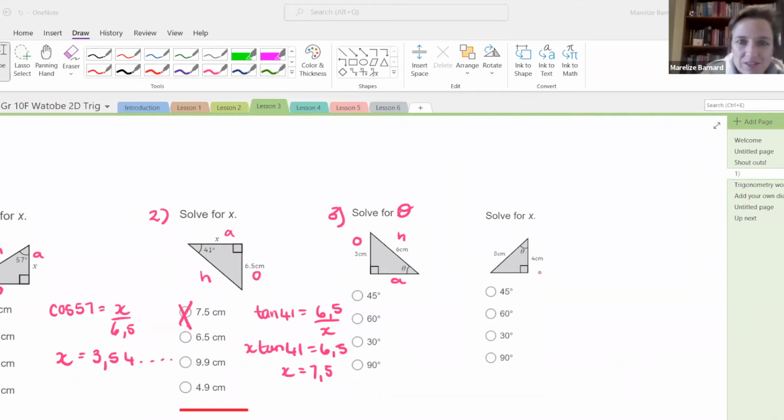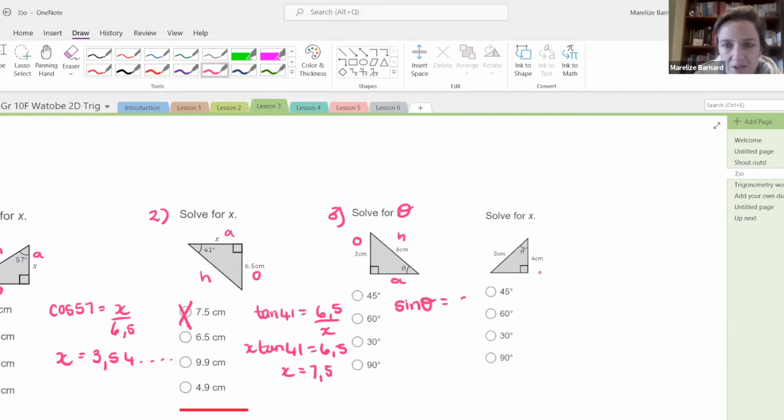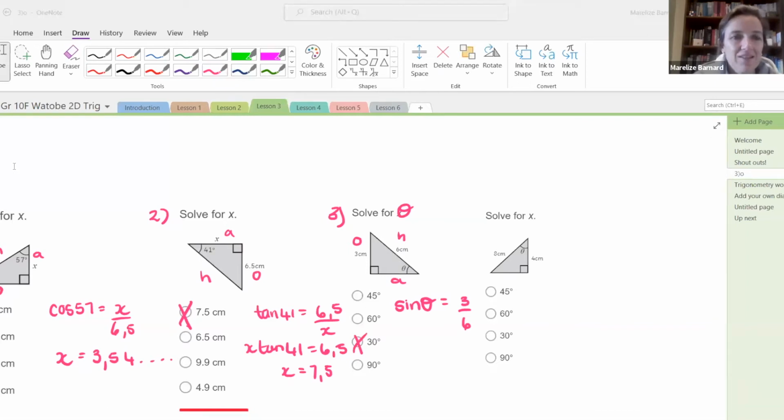Okay, I'm going to solve this one like this. So I say sine of theta is the opposite over the hypotenuse. So that is 3/6. That is a half. On my calculator, I have to go shift sine 3/6 because I'm now solving for the angle. Shift sine 3/6 is going to give you 30. Yay! Yay to everyone who got that one right.